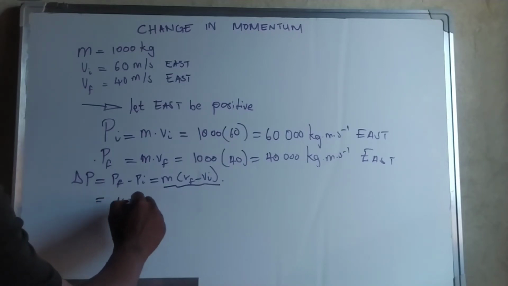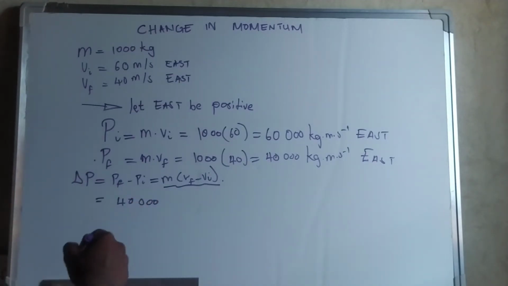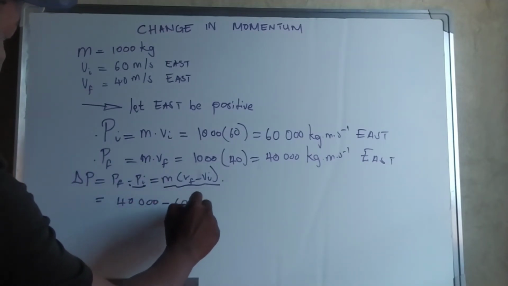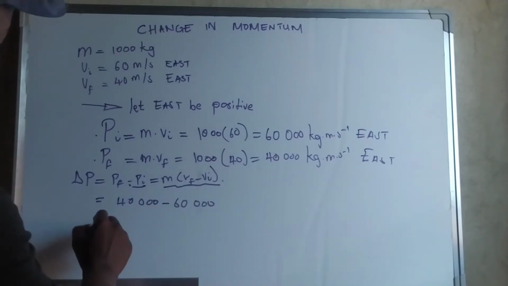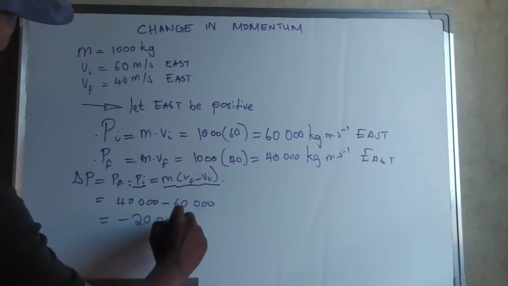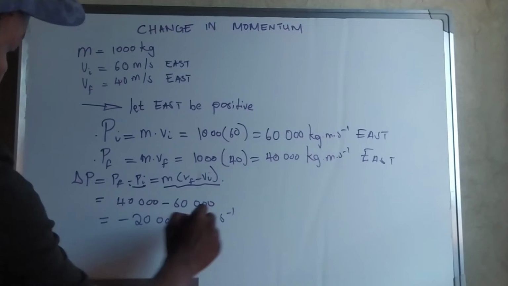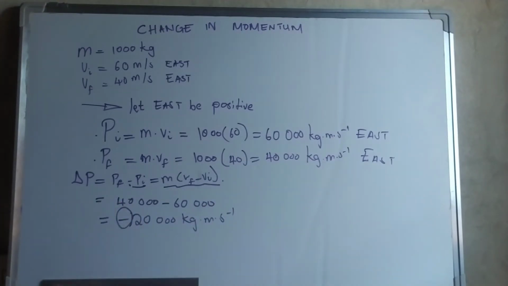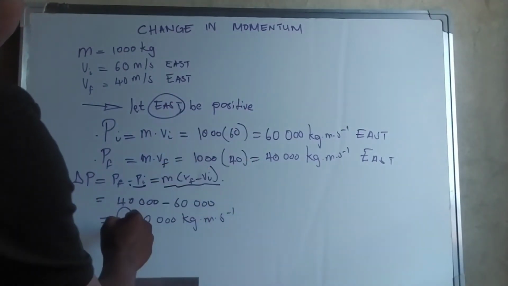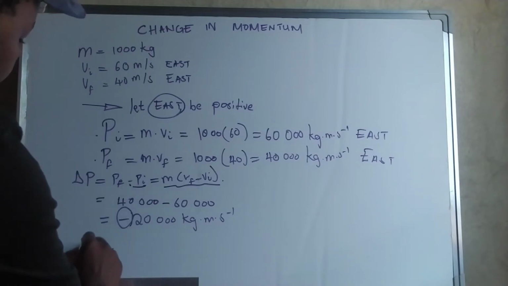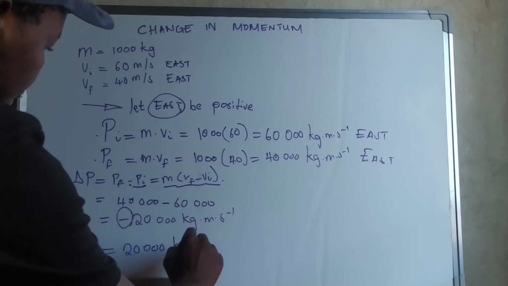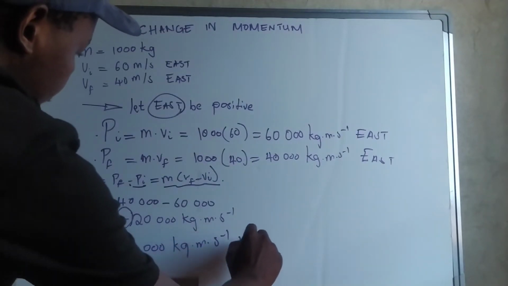Okay, so what's our initial momentum? It's 40,000 kg·m/s minus the initial momentum, which is this one, 60,000 kg·m/s. What's our solution? So this gives you negative 20,000 kg·m/s. Now what does this negative tell us? It tells us the direction. So if east is positive, this would mean west is negative, right? So we're going to say the change in momentum is equal to 20,000 kg·m/s west.